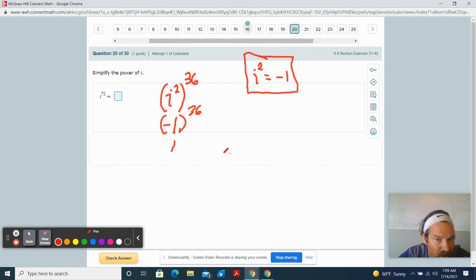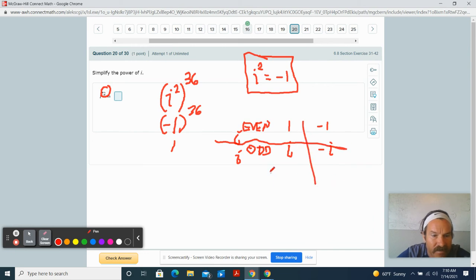Even exponents are either positive 1 or negative 1. Odd exponents are either positive I or negative I. These are for even exponents, when you see this number here is even, and this is for odd. This is I raised to an even power, and this is I raised to an odd power. There's a little chart there that can help you out.